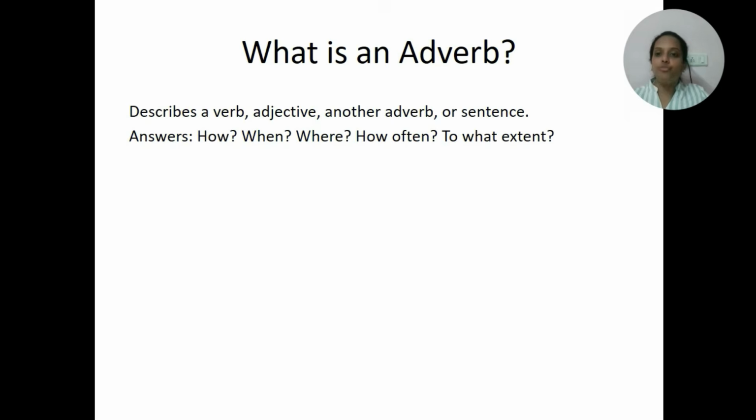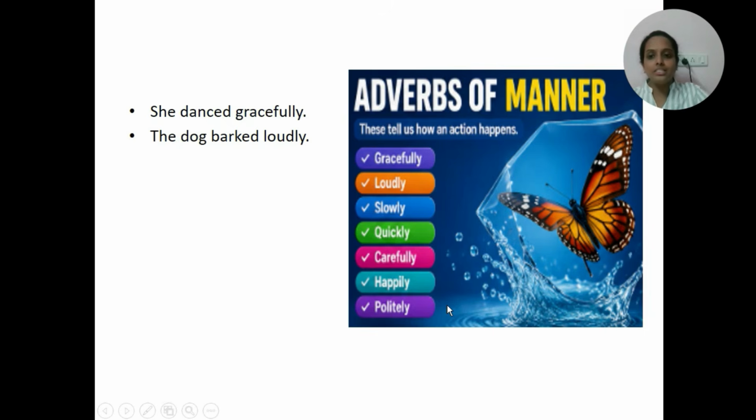First of all, what is an adverb? It's a word that describes or gives more information about a verb, an adjective, another adverb, sometimes an entire sentence. Simply put, an adverb tells us how, when, where, how often, to what extent. Okay? For example, Ria sings beautifully. So here, if you ask the question, how does Ria sing? The answer is beautifully, right? So beautifully is the adverb because it describes the verb sings.